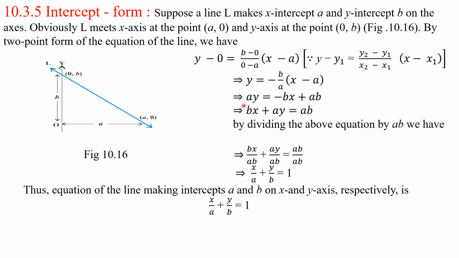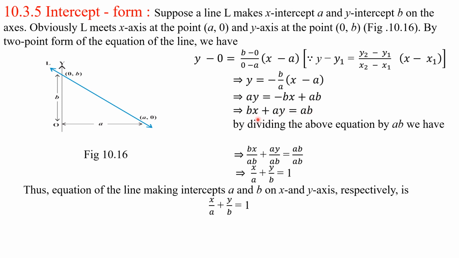Understood this step, my children? Right. This implies by cross multiplication we get ay is equal to minus b into x. What will we get here? Minus bx. Minus b into minus a. What will we get here? Plus ab. Understood this step, my children? Right. This implies we rearrange the terms of this equation. Minus bx is transposed to the LHS. Then it becomes bx plus ay is equal to ab. Understood this equation, my children?